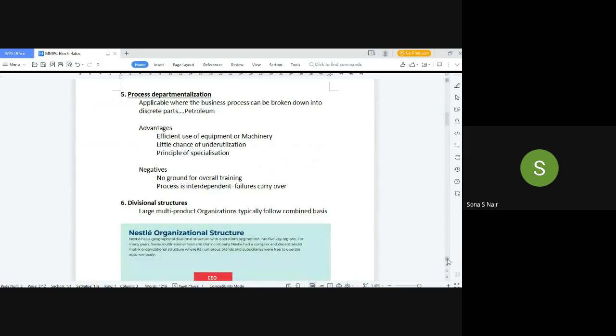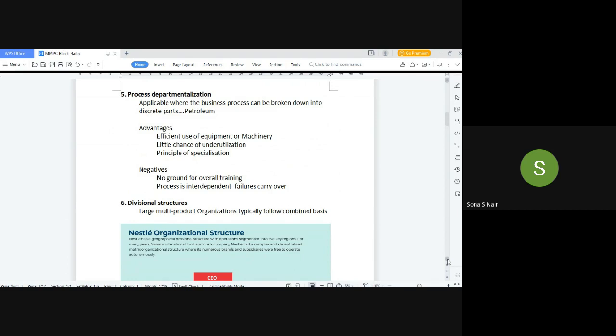The next form of departmentalization, on the basis of which the organization structure is created. Why are we looking at the departmentalization basis? Because on the basis of these departmentalization methods, the organization structure is going to be created. Okay, we will come to that.